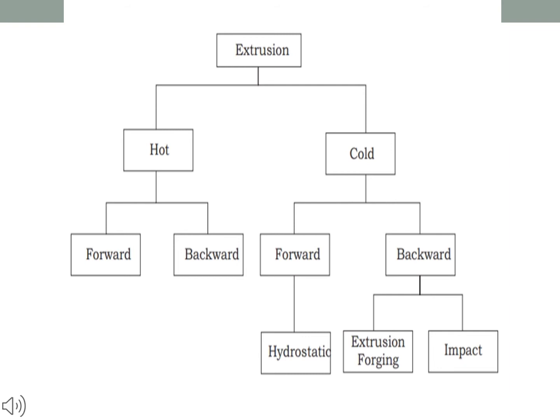Both in hot and cold extrusion, forward extrusion implies the extruded metal flows in the same direction as that of the movement of the ram, and hence the name forward extrusion. It is also called direct extrusion. In the case of backward extrusion, the extruded metal moves out in the opposite direction of the movement of the ram. This process is also known as indirect or reverse extrusion.